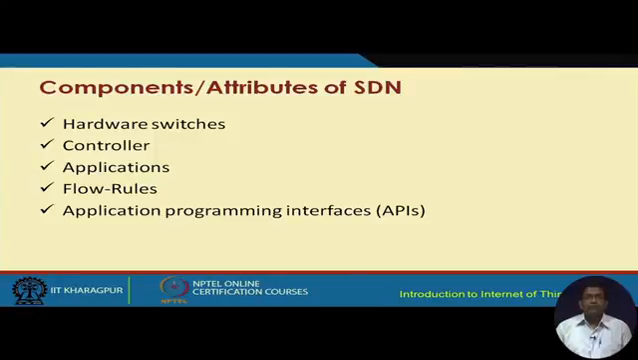So, we have different components or attributes of SDN. We have hardware switches, controller, applications, flow rules and different application programming interfaces or APIs. These are the different components of SDN.